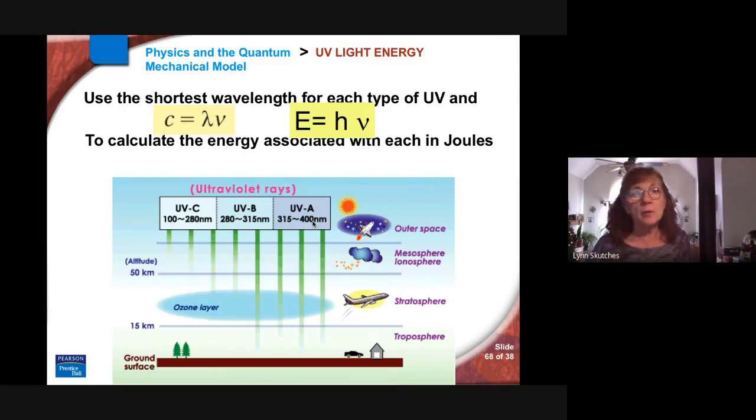UVA, remember, gets all the way down to the ground and all the way through your skin. UVB, most of it gets blocked by the ozone, but some of it damages your epidermis, and UVC gets totally blocked by ozone. If we use the shortest value for the wavelength for each of these subdivisions of ultraviolet radiation, we can calculate their frequency.